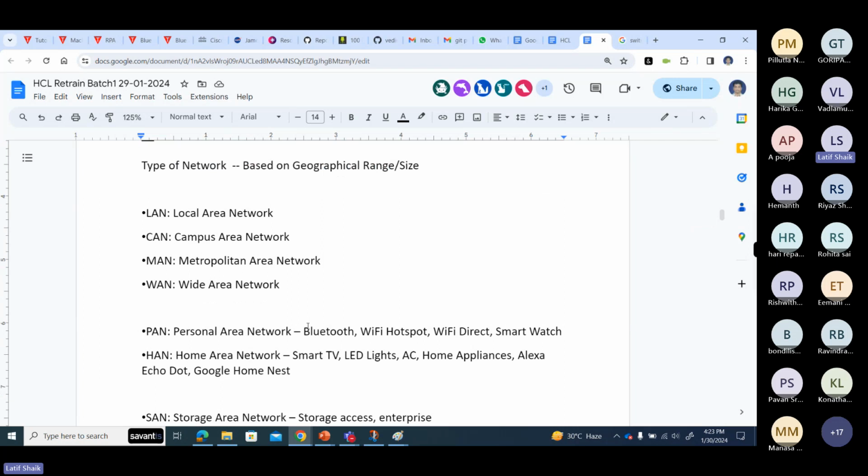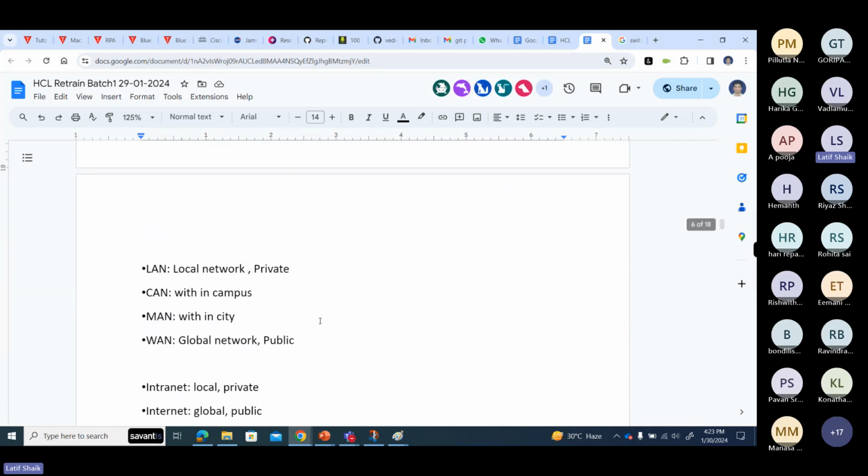But the main important networks are local area network, campus area network, metropolitan area network, wide area network. Local area network, local network only within the organization. It is your private network. Campus area network. Of course, if you go to colleges or campuses, like Tech Mahindra University campuses, Cognizant campuses, HCL campuses. Campus means multiple buildings, so they can communicate with each other.